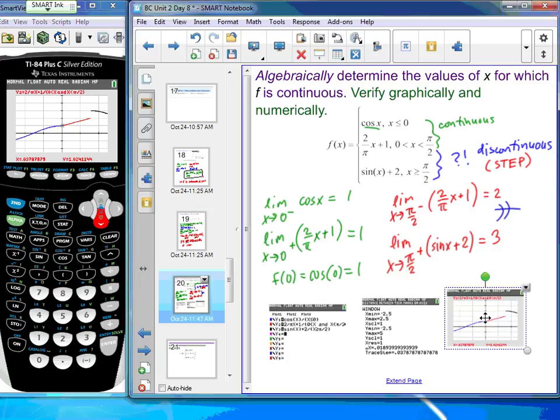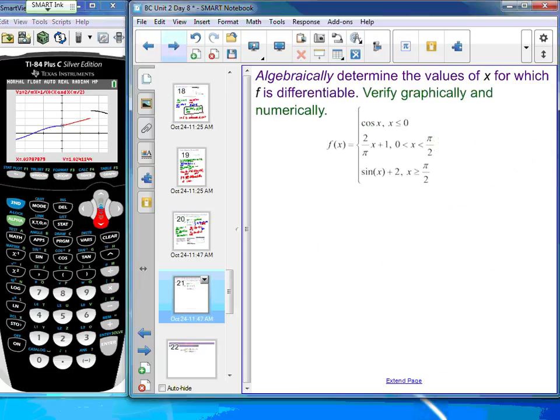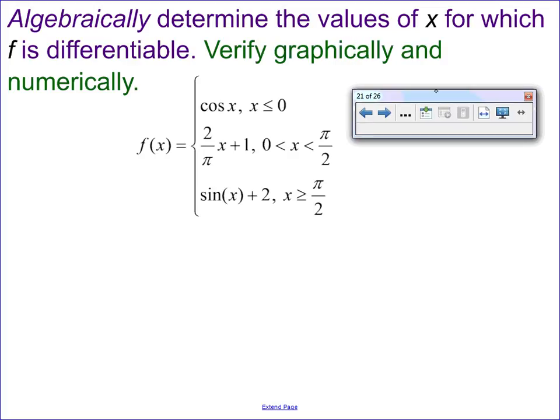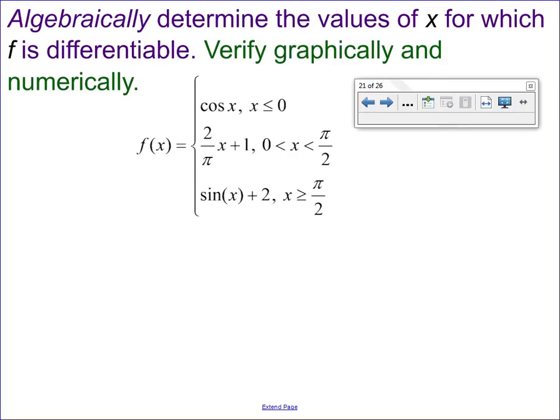Why do I want that picture? Because now we can apply our continuity findings for differentiability. So we're one to go: algebraically determine the values of x for which f is differentiable, verify graphically and numerically. As I consider my differentiability, I already know that if we're discontinuous here, our prerequisite for differentiability is not met. Therefore, we're automatically not differentiable at x equals pi over 2.